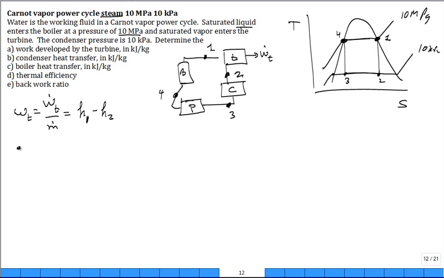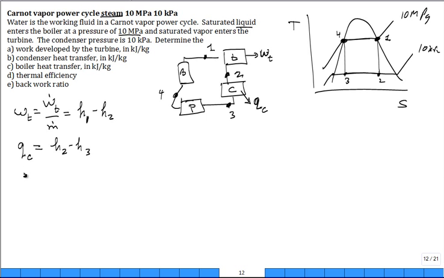How about for part B? The condenser heat transfer, lowercase q in the condenser. I'm going to show it as an out because that's the direction of it. Just put a lowercase WT, a lowercase QC for the condenser heat transfer. Do an energy balance around that condenser. It's transferred out to the cooling water, and that's equal to H2 minus H3. True or false? You like that?